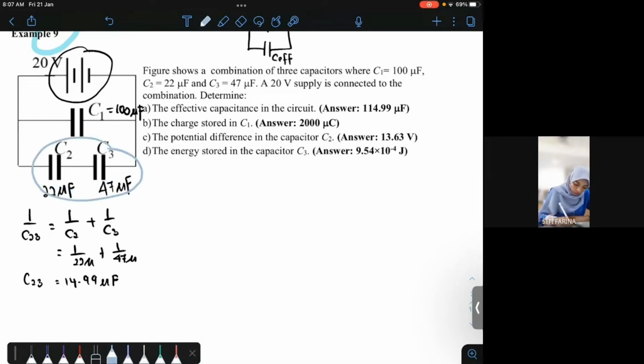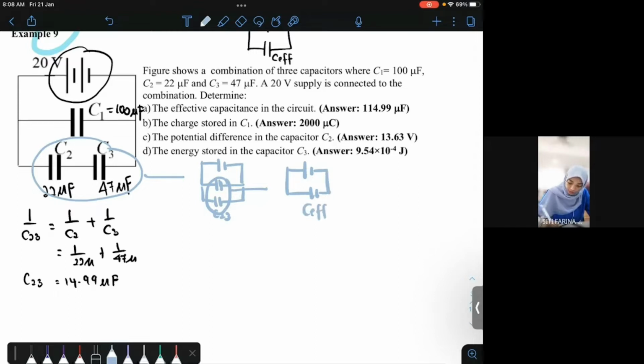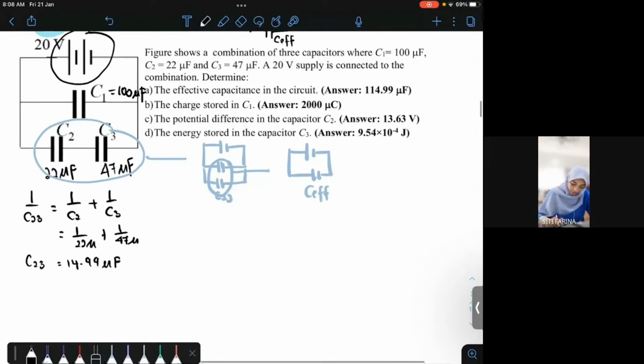So kita dah gabung dua ni, what you have now, power supply, kapasitor 1, kapasitor 2, 3. And then now, we are going to further simplify these two pula. Kita simplify yang dua ni, they are in parallel. Okay, ini dua parallel. So, when you simplify these two, you're going to end up with power supply and one effective capacitance. So sekarang kita nak cari yang efektif teruslah.